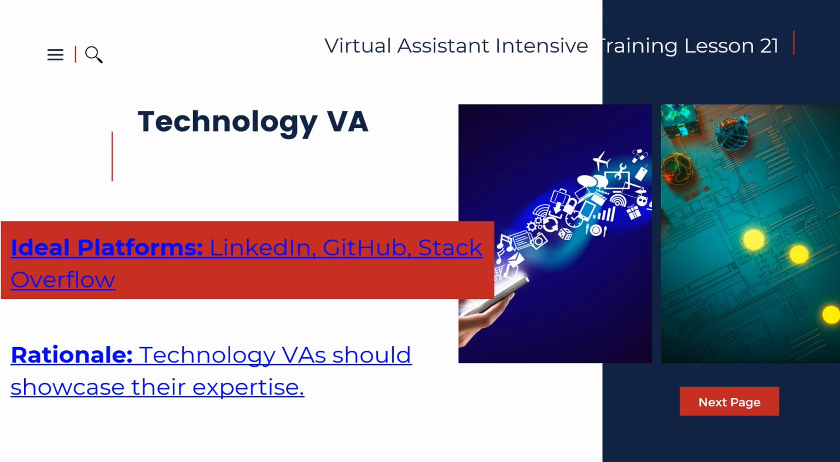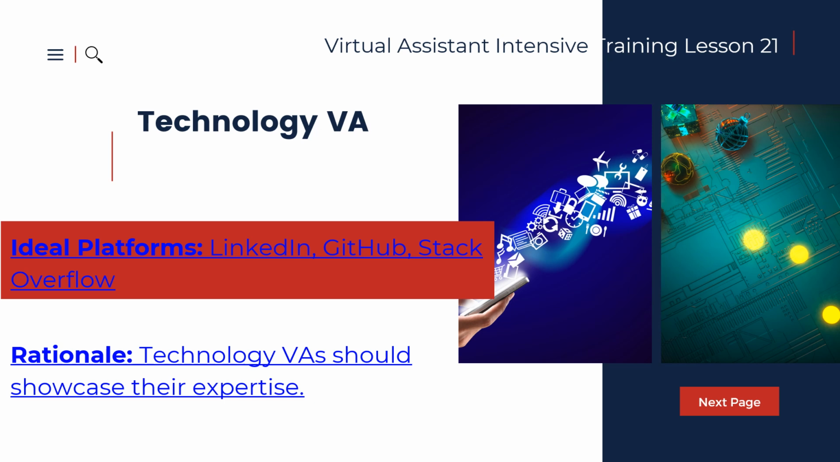The rationale here is technology VAs should showcase their expertise. Again, LinkedIn allows anyone to build a professional profile. While GitHub and Stack Overflow are hubs for tech enthusiasts and developers.